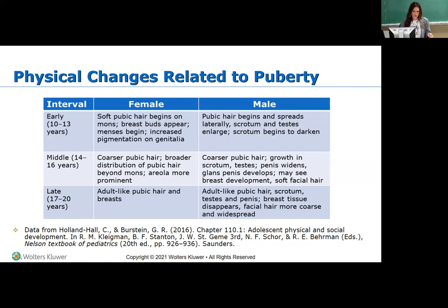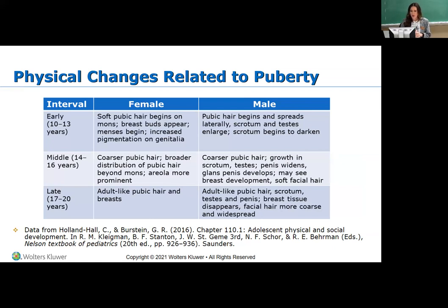In the middle years, about 14 to 16 years old, they'll start having coarser pubic hair. They will have a wider distribution of the pubic hair in both the males and the females. And then our areolas, as females, start to darken and enlarge, and they get more prominent. It looks like the more common areola that we see in women.